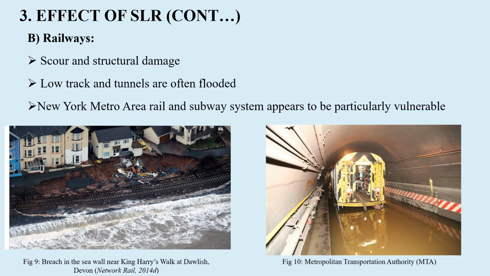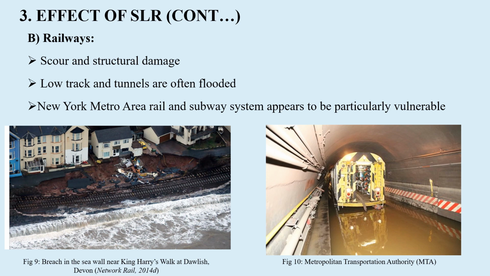Railway is another mode of transportation which is affected by the sea level rise, generally due to the flooding and sinking of track beds. Due to the compaction of the marshy soils, railways are mostly affected. Apart from that, rising sea level can damage and scour the railway infrastructure and cause structural damage.